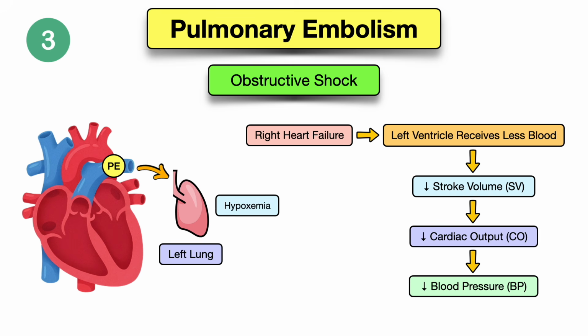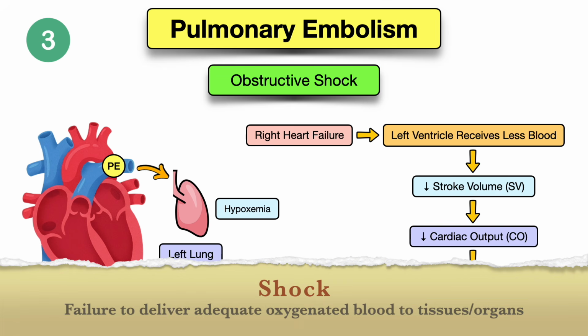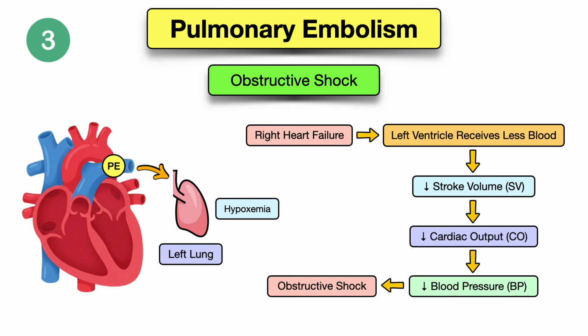We can combine this with the hypoxemia we talked about earlier. The decreased blood pressure, along with the hypoxemia, can lead to decreased oxygenated blood delivered to tissues and organs. This can lead to shock, which is where the cardiovascular system fails to deliver enough oxygenated blood to satisfy the metabolic demands of tissues and organs. A pulmonary embolism is a form of obstructive shock, which is a physical obstruction blocking blood flow out of the heart.